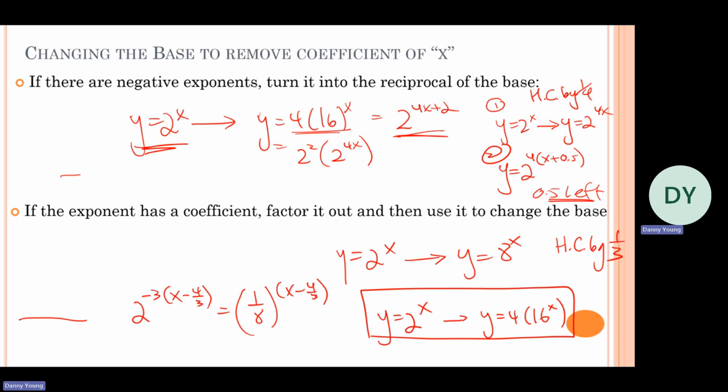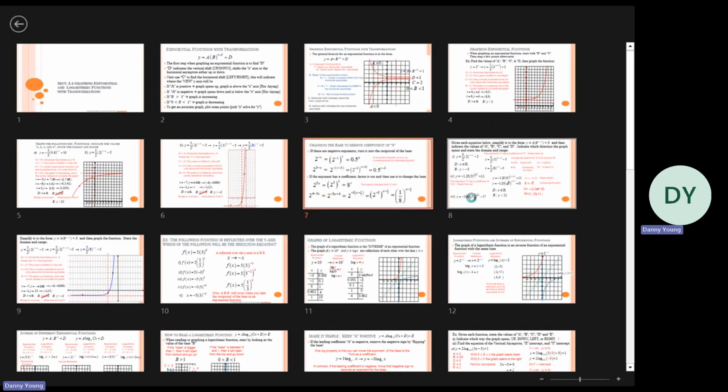Who shifted it instead? Who went and said 2 units left, and then did the horizontal compression? Yeah, I find that a little bit easier, but it's up to you as well. Both work. Everyone okay with this? Aiden? Yes, you can. Okay, here we go.